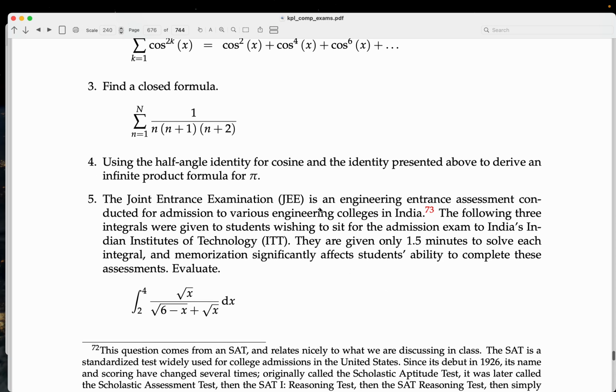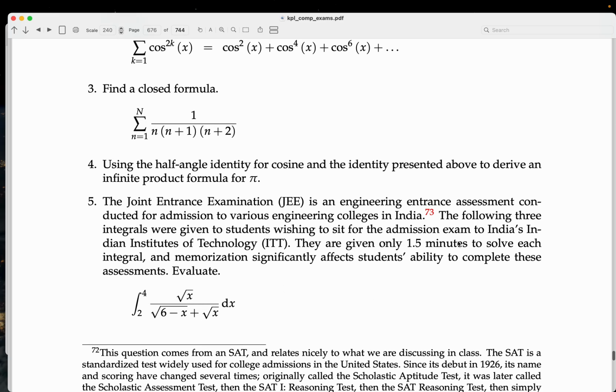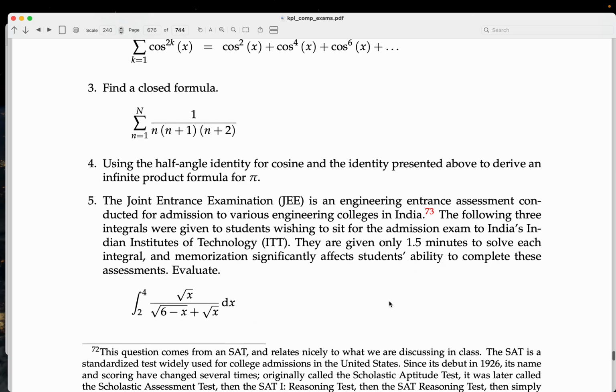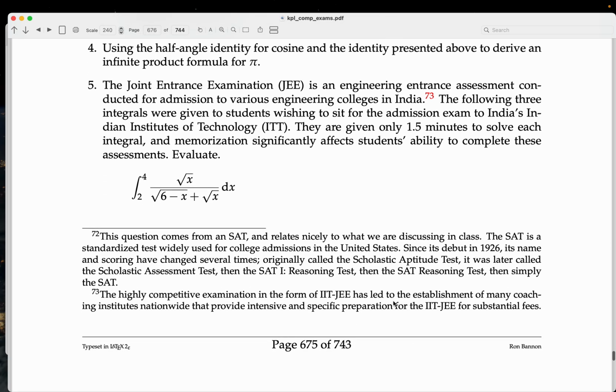Number 5, it's a question that we've actually seen before, all right? This has something to do with the exams that are given in India, which do require memorization. And the reason I'm saying they require memorization, if someone's given 1.5 minutes to solve this problem over here, you'd have to remember something to do that very quickly, by the way. Now, if you didn't and you're trying to derive something to figure that out, that takes more than 1.5 minutes, by the way, all right?